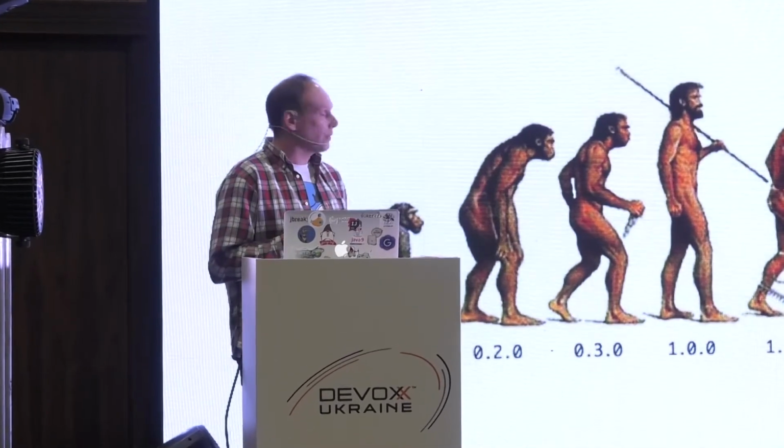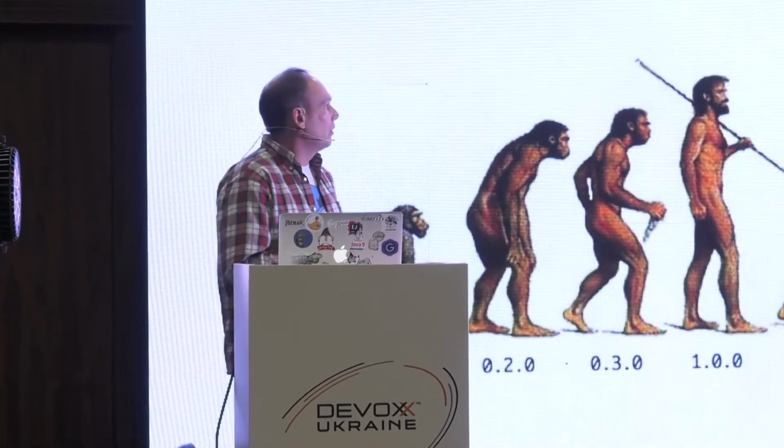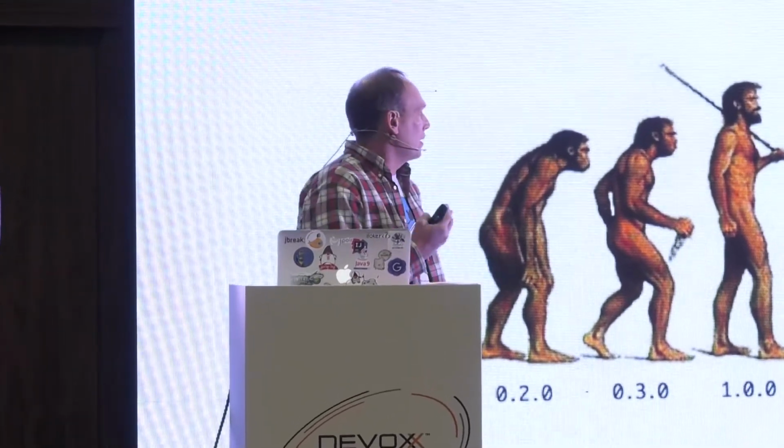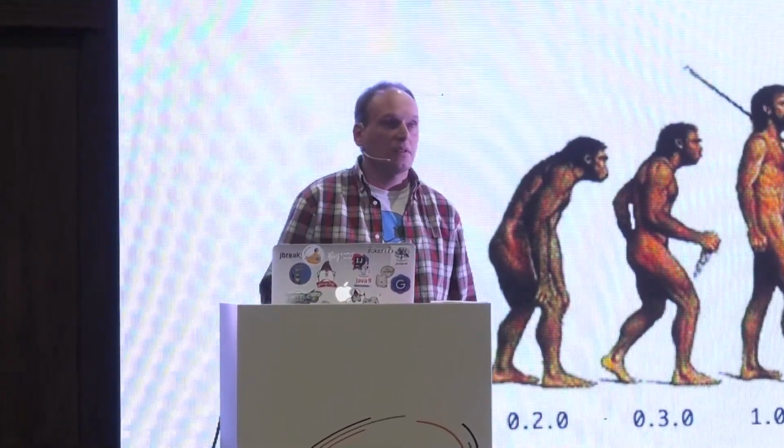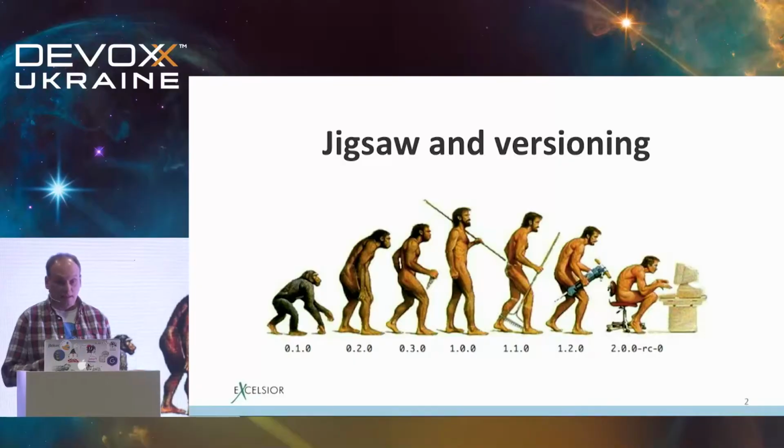Honestly speaking, it is not easy to give an answer to such questions in the questions and answers slot of a session. So I decided to give a detailed answer on why Jigsaw does not have versions and what it has instead. But who am I?